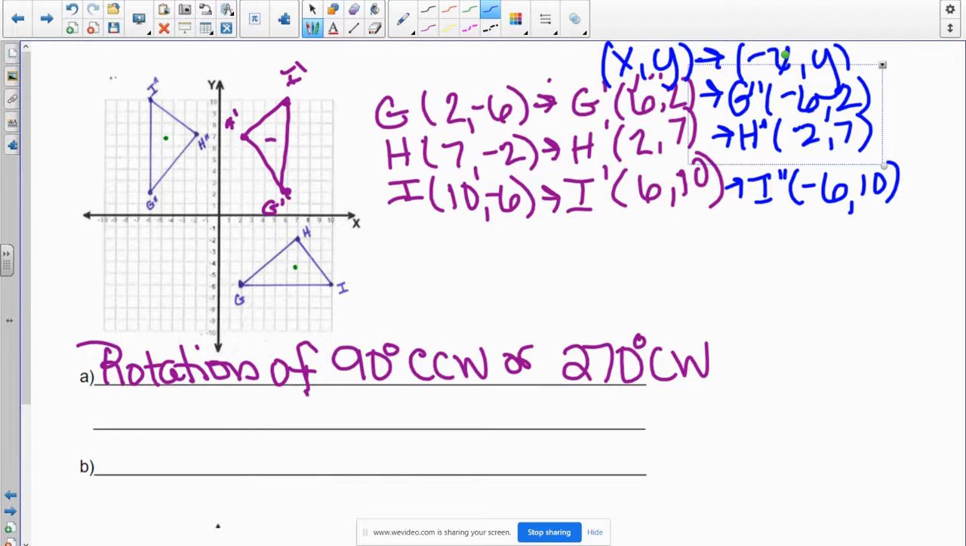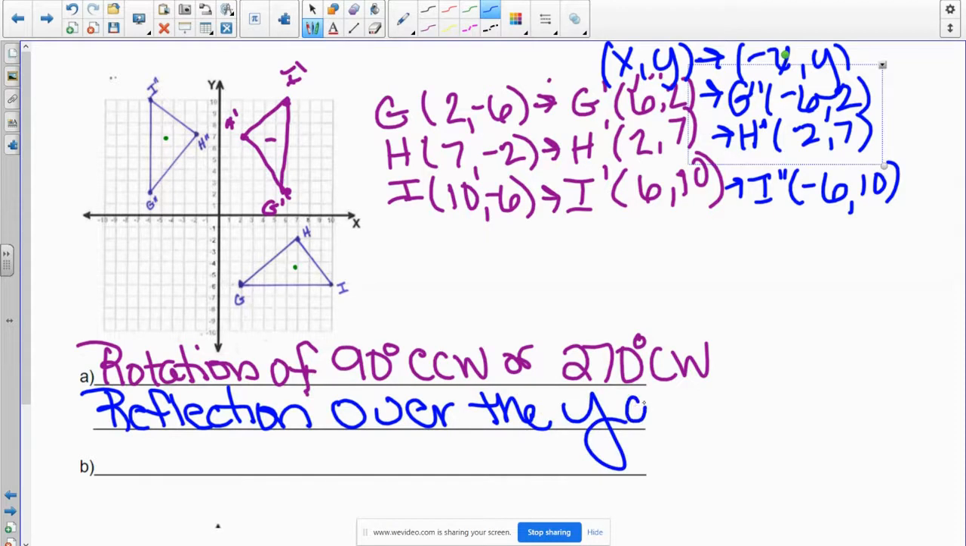And I can prove it mathematically here. So as a reflection over the y-axis.